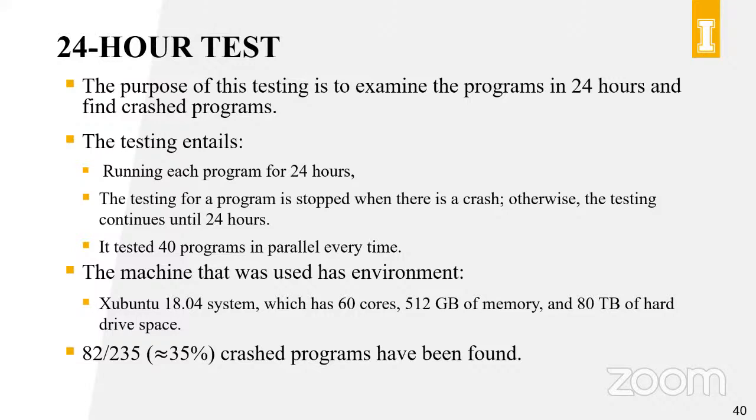The machine that was used has an Ubuntu 18.04 operating system, with 60 cores, 512 gigabytes of memory, and 80 terabytes of hard drive space. This is the super machine that was testing each program for about 24 hours. After that, we found 82 crashed programs out of 235. So 35% of the programs crashed.